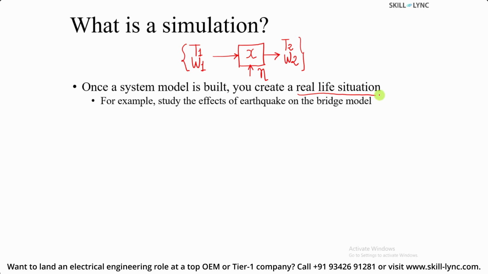For example, a civil engineer created a model of a bridge, and this bridge model is to be tested for an earthquake situation. This understanding of behavior under the effect of an earthquake is going to be called a simulation. So when you provide predefined inputs to a model and you analyze the output, that process is called making a simulation.